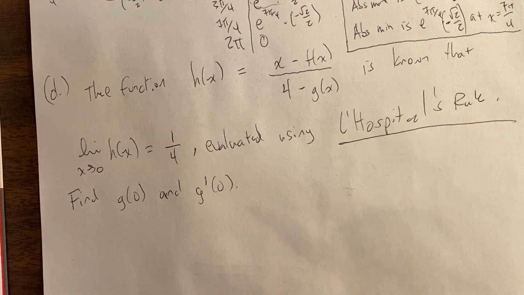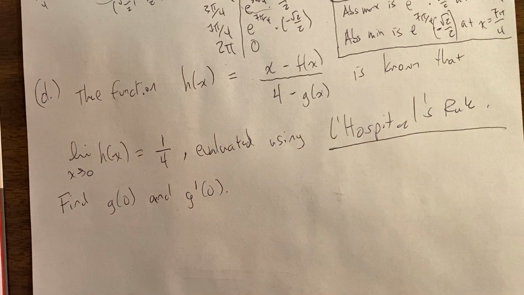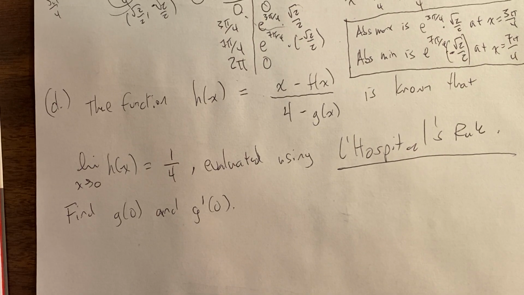And in this case, we actually have the limit. We're not going to try to find it. But what we're going to try to do is use the limit to find g of 0 and g prime of 0. So this is an interesting question. They've never asked L'Hopital's rule in this way until very recently, so it is a nice question to talk about.